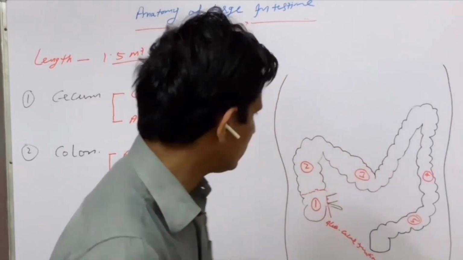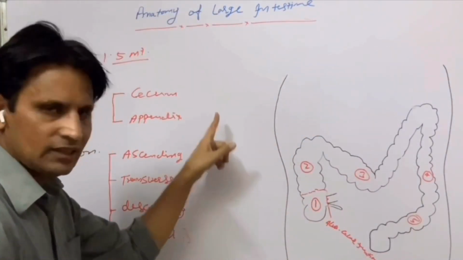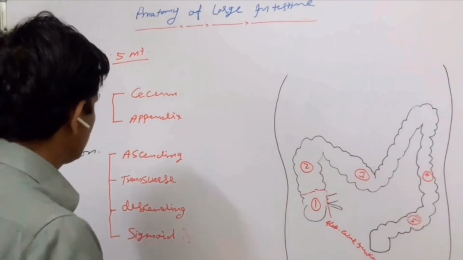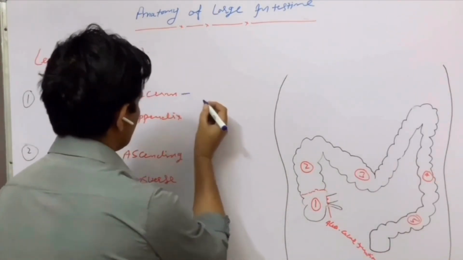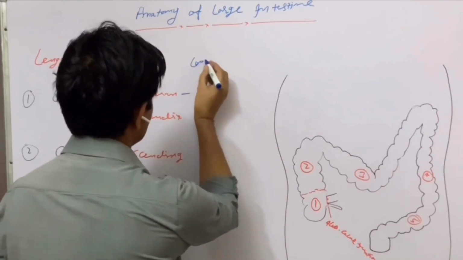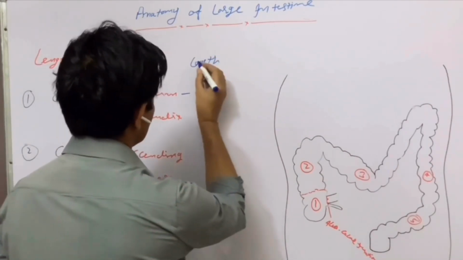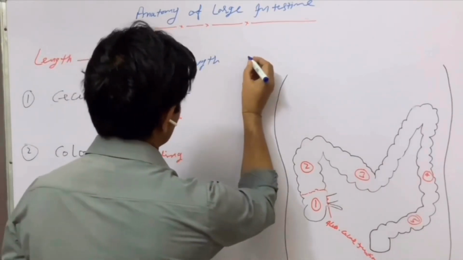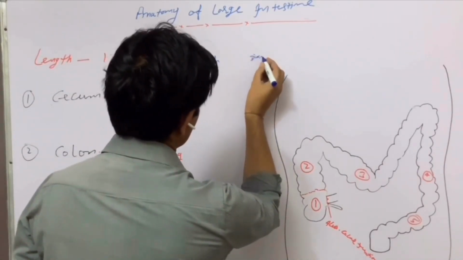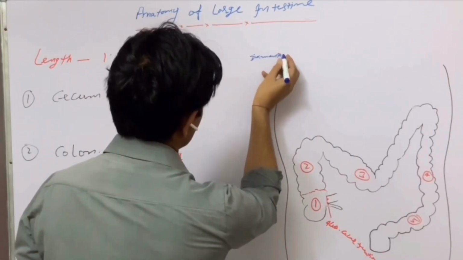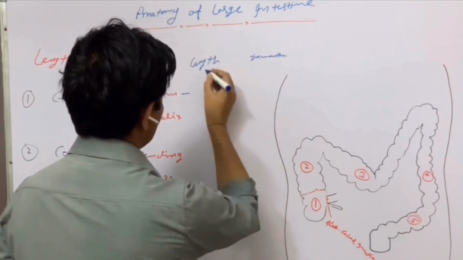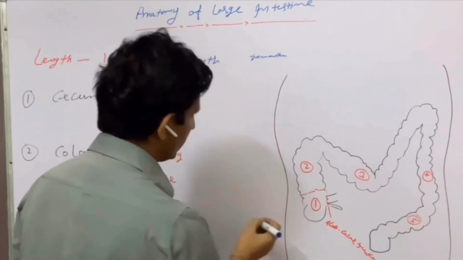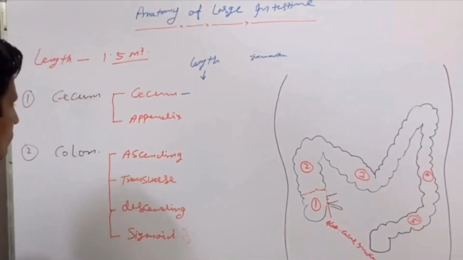Okay, let's discuss the dimensions and the length of these parts. That is very important. First of all, the cecum. We will write first the length, and you can make the notes. First is length and second is dimension. In this row we will write the length and in this row we will write the dimension, right?